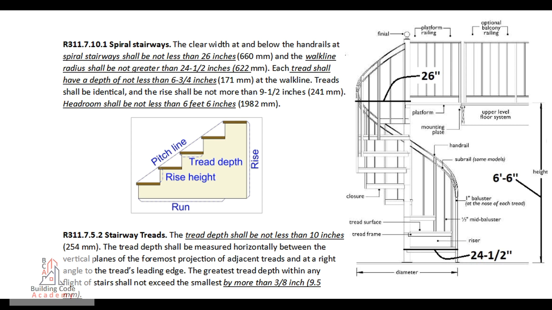R311.7.10.1 Spiral Stairways. The clear width at and below the handrails at spiral stairways shall not be less than 26 inches, 660 millimeters, and the walk line radius shall not be greater than 24.5 inches, 622 millimeters. Each tread shall have a depth of not less than 6 3/4 inches, 171 millimeters, at the walk line. Treads shall be identical, and the rise shall not be more than 9.5 inches, 241 millimeters. Headroom shall not be less than 6 feet 6 inches, 1,982 millimeters.